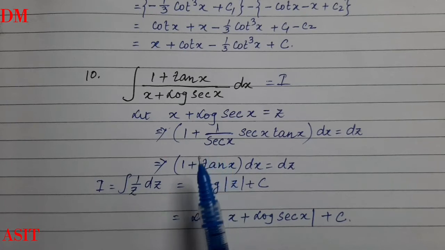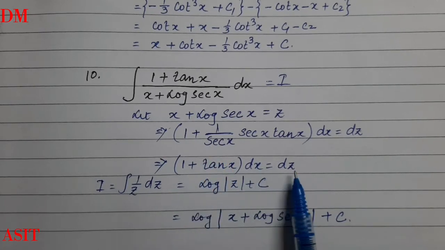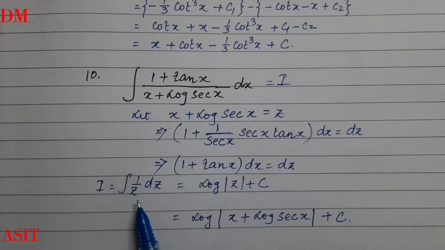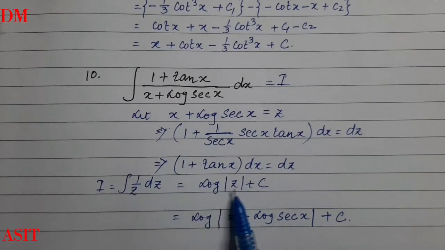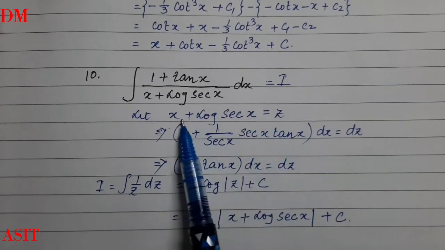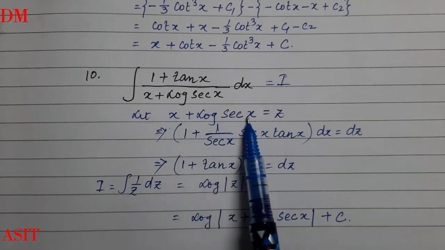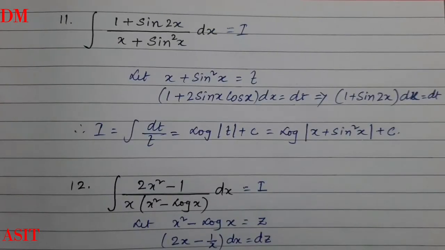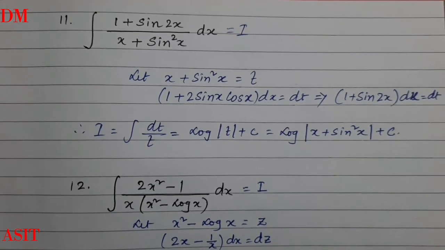So this becomes dz by z. Now it is log of mod z. Now you replace the value of z by whatever you have assumed, that is, x plus log of secant x equals z. Just replace the value of z. So log of mod x plus log of secant x, plus c. So what is important for this kind of sum? That is the proper substitution, to understand what the proper substitution is.